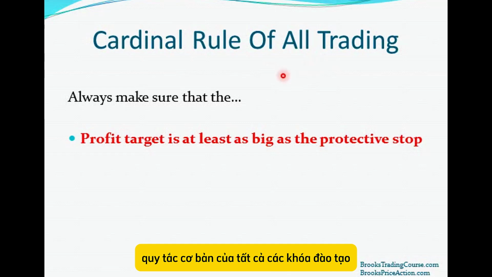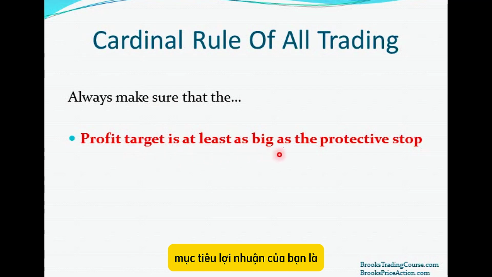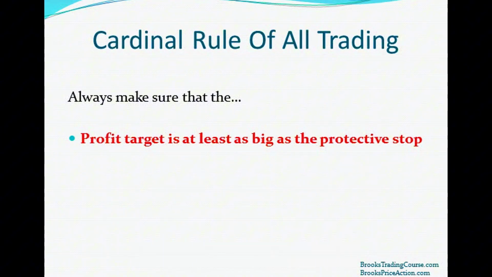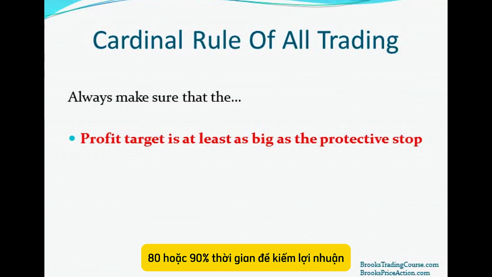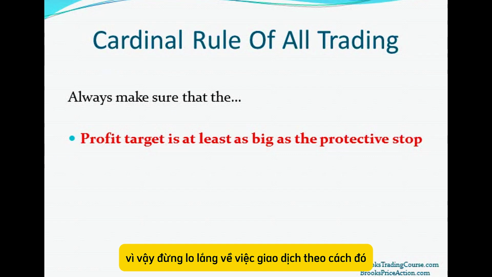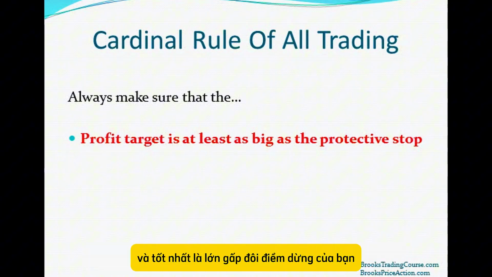Cardinal rule of all trading: always make sure that for every trade, at a minimum, your profit target is at least as big as your protective stop. Never go for a profit that is less than your protective stop, because if you do the math, you'd have to be right 80 or 90% of the time to make a profit. And very few traders can be that good, day after day, year after year. So don't worry about trading that way. Instead, look for bigger profits. Always want to profit at least as big as your stop, and preferably twice as big as your stop.